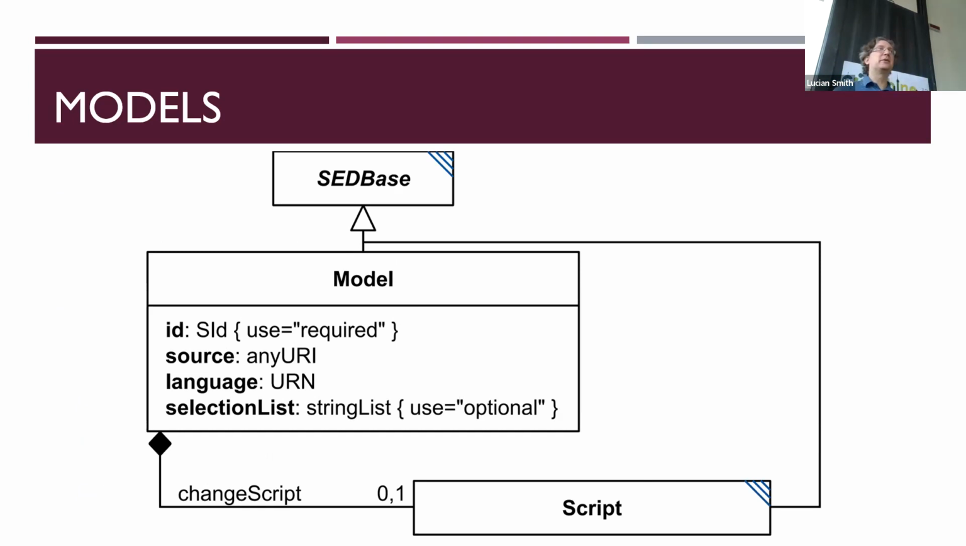So here's my first lovely UML diagram. Basically, it's the same. The selection list is new, and now the changes are just a change script, which is a script itself. You can technically run anything you like. The only thing that might be different is the scope of what variables mean in that area.